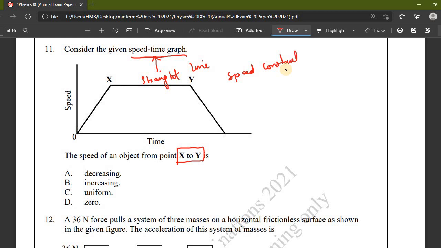Speed is uniform or constant, and this constant or uniform speed can also be described as acceleration equal to zero. So we have to identify the speed of the object. As we can see, there is no increase or decrease in the speed of the car. This means that the body is in uniform motion and its speed is constant or uniform. So the correct answer for question number 11 is option C.